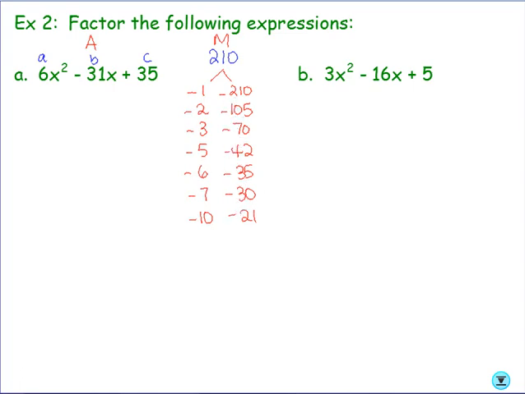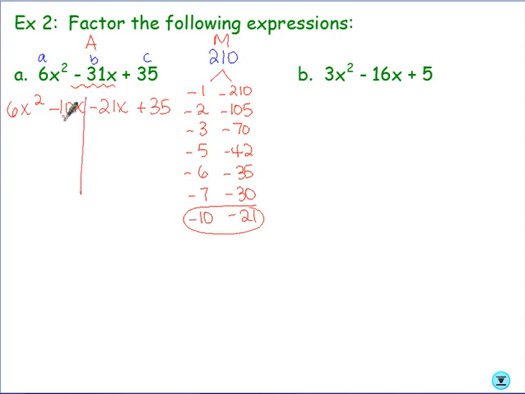Which pair worked? The bottom pair. Come over here. That guy changes. 6x squared minus 10x minus 21x plus 35. Split it down the middle.